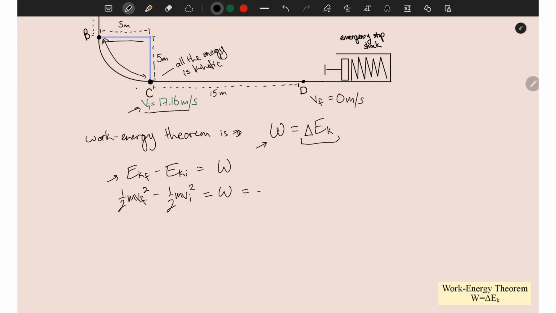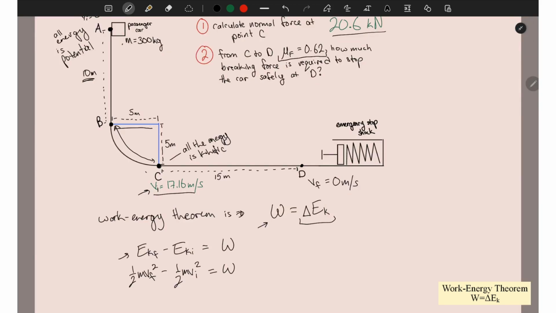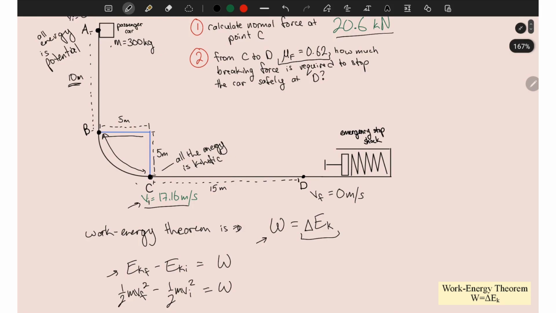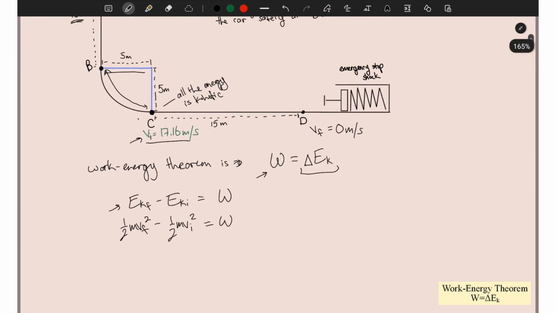But these are actually going to be negative values. So I'll just write these in. Work done by, I'll say brake. So if we have a look back up here, we know that we have a frictional force. We're given a coefficient of friction, 0.62. And then we want to know how much work or how much braking force is required to stop the car safely. So we can really split up the work into the work done by friction and the work done by the braking force. I'll call that WF and W brake.